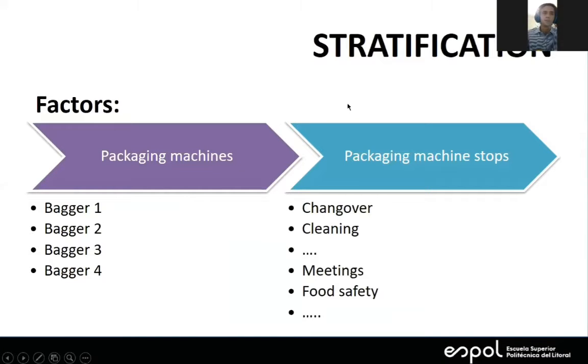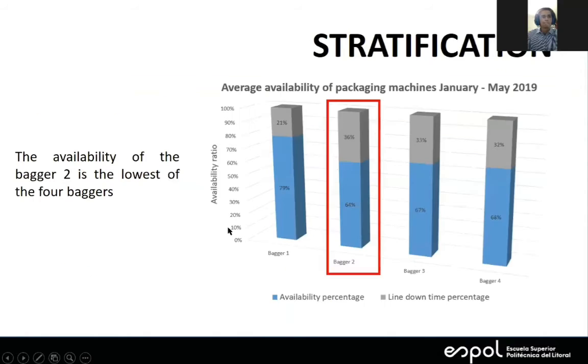Stratification and analysis was made to the company in order to find the different factors with which we can work in the packaging area. The results were the following. The packaging area has 4 machines, the bagger 1, 2, 3, and 4. The most relevant machine stops are changeover times, cleaning times, meeting times, and food safety. Then an availability study was done, which resulted in bagger 2 having the lowest availability of the 4.